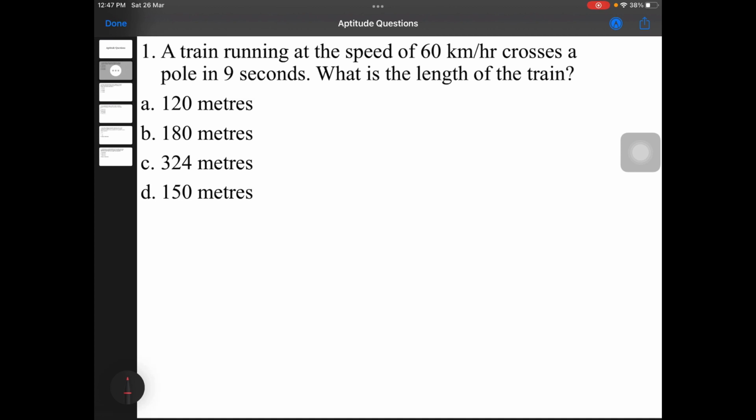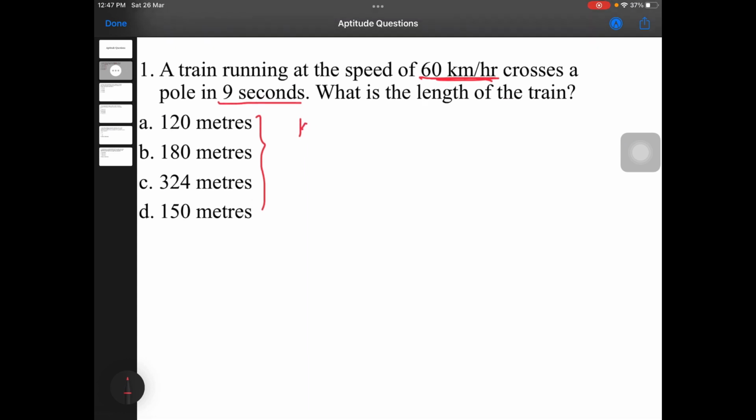So here in this question we find the speed given is in kilometer per hour, whereas the time taken is given in seconds. And the options are given in terms of meters. So first of all we have to convert this kilometer per hour into meter per second.